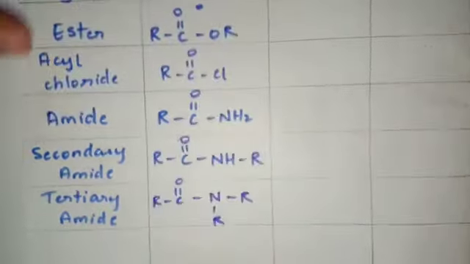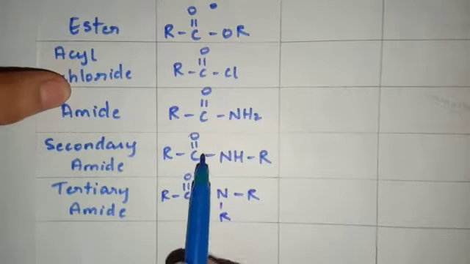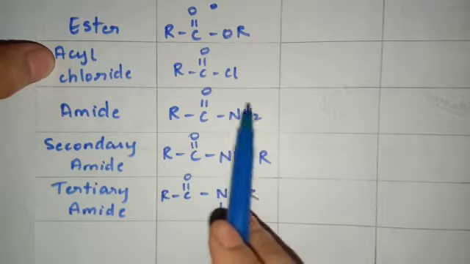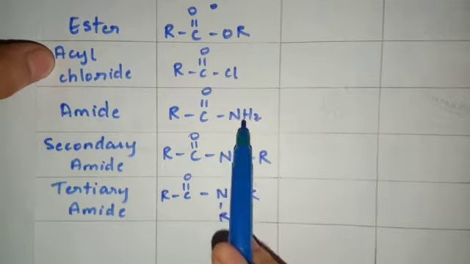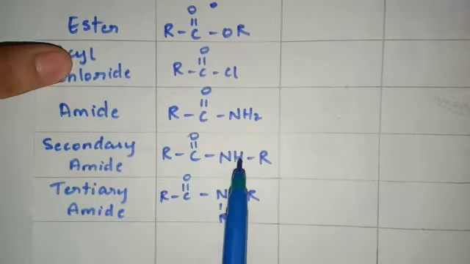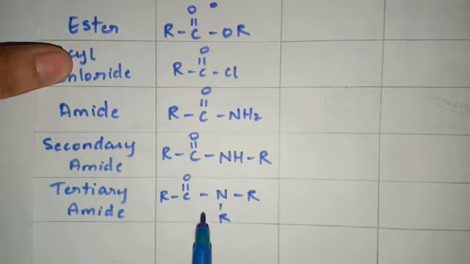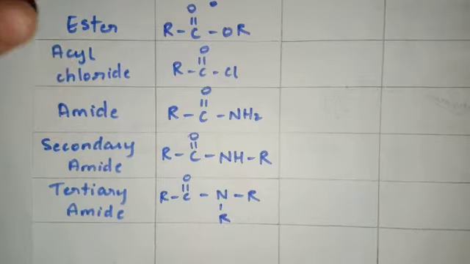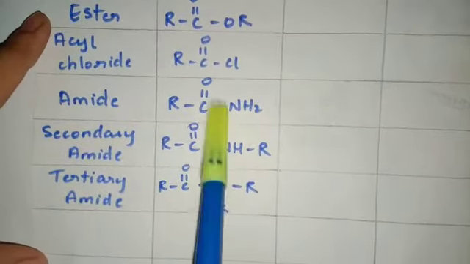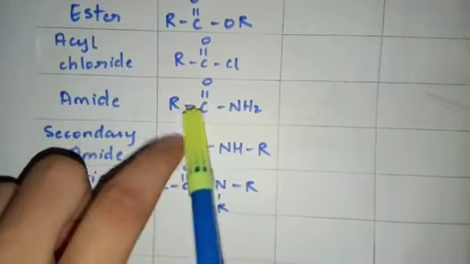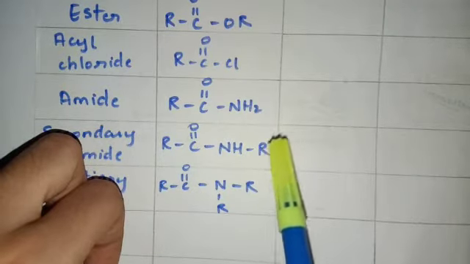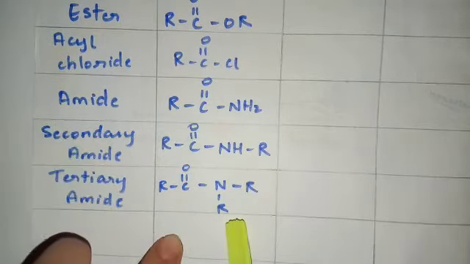So these are the structures for secondary and tertiary amide. You can see in primary amide it is RC double bond O NH2. If you replace one hydrogen from this NH2 with R, it becomes secondary amide. And if you replace the other hydrogen with R, that is an alkyl group, it becomes tertiary amide. So these are primary, secondary and tertiary amide. Understand the difference: in primary, RC double bond O NH2; when you replace one hydrogen with R, it becomes secondary; when you replace another hydrogen, it becomes tertiary.